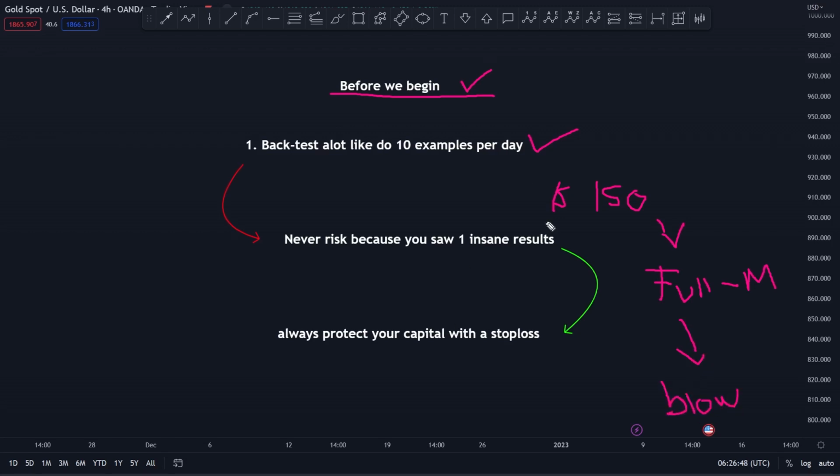So never be this trader, guys. Never be this kind of trader. Avoid it at all cost.